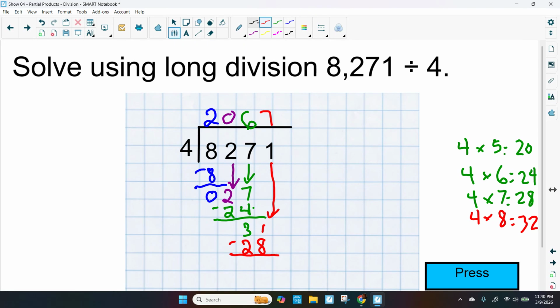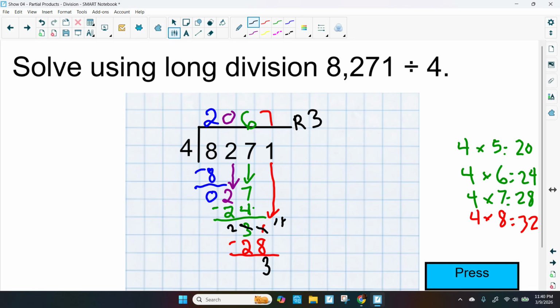And I got to do a little bit of work here. So let me borrow from the 3, make that a 2, cross out the 1, make that 11. And 11 minus 8 is 3, and 2 minus 2 is 0. So my remainder is going to be 3.